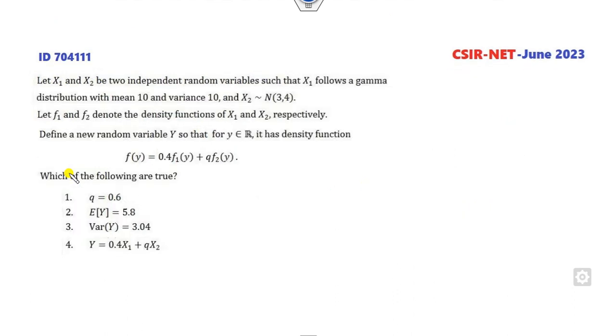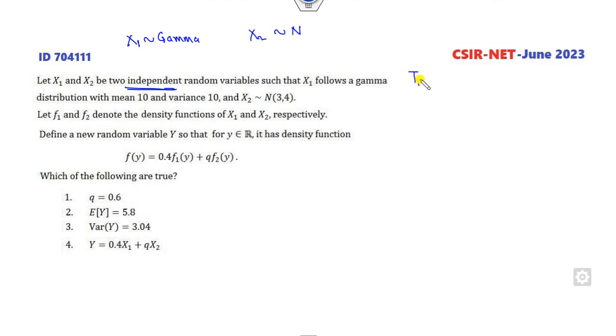Okay, look at this another one. What is given to you? X1 and X2 are independent. X1 follows a gamma distribution. X2 follows a normal distribution. F1 and F2 are the density functions.